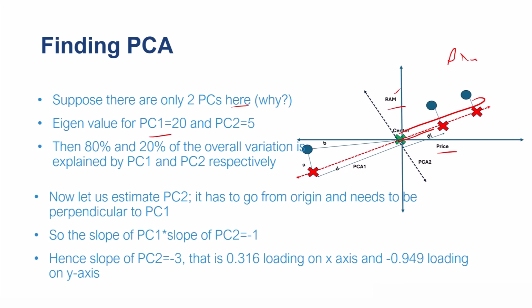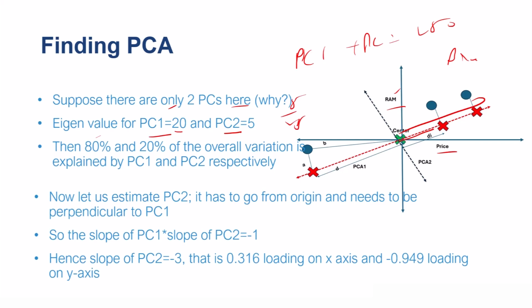First PC has sum of square eigenvalues as 20. Eigenvalues, recall, they were sum of square distances divided by n minus 1. So PC1 has this eigenvalue of 20, PC2 has 5. So total, PC1 plus PC2 is 25. So that means 80% of the overall variation is captured by PC1 and PC2 covers 20%, which is 5 upon 25.